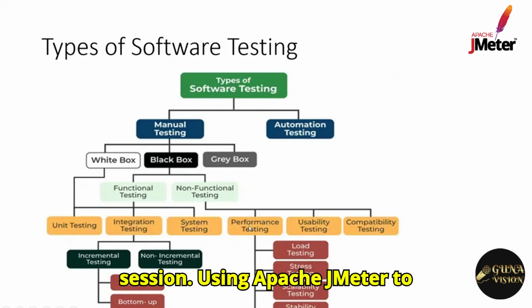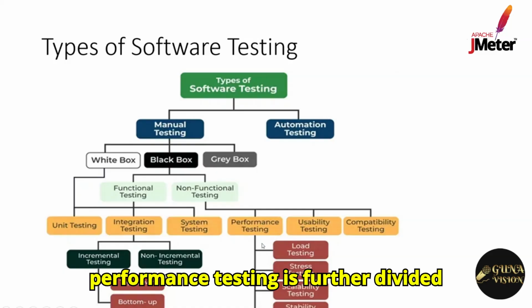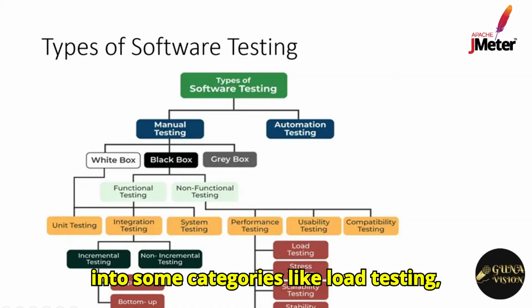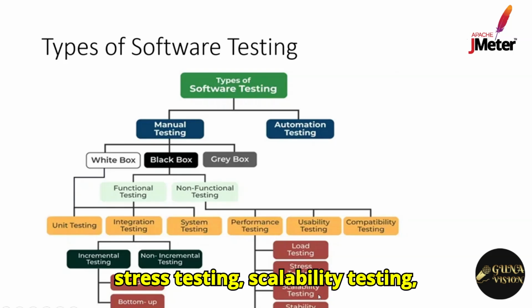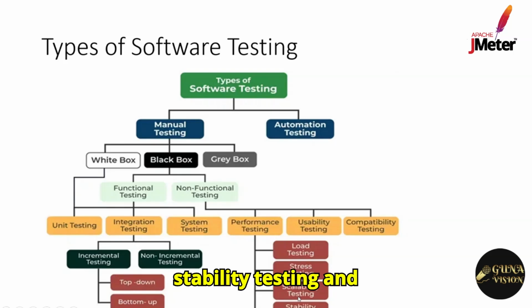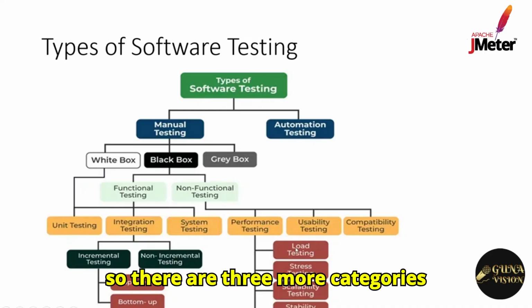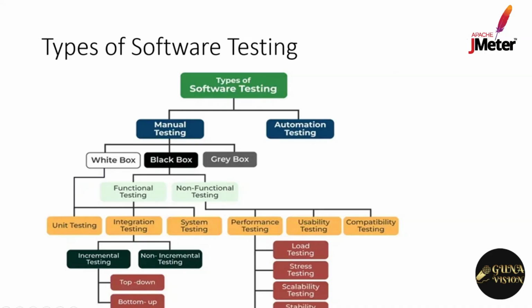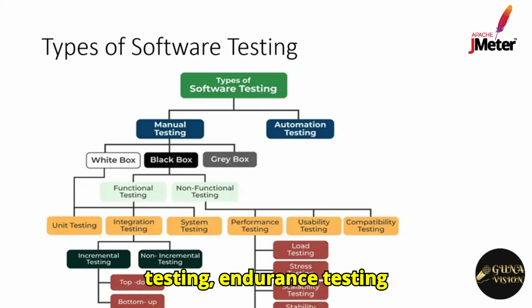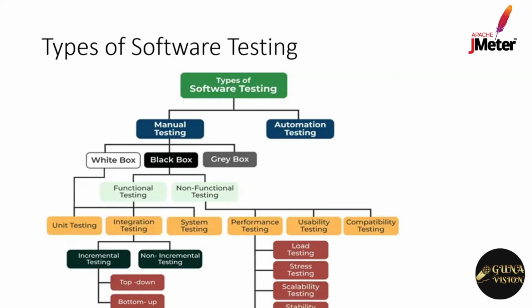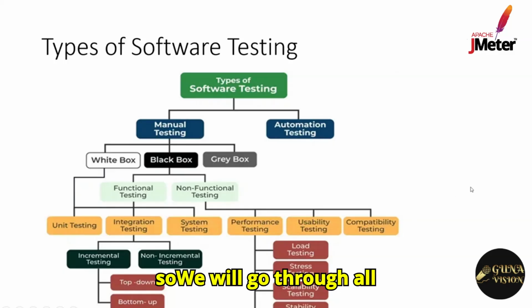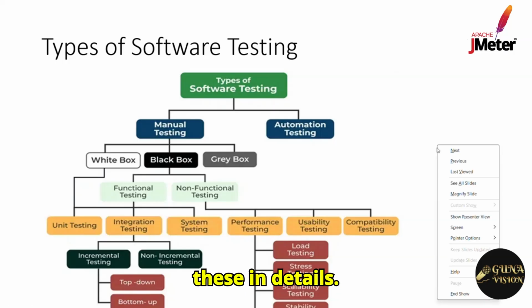Using Apache JMeter for performance testing, it is further divided into categories like load testing, stress testing, scalability testing, stability testing, and basically it divides into seven. So there are three more categories: soak testing, endurance testing and volume testing. Okay, we will go through all these in detail.